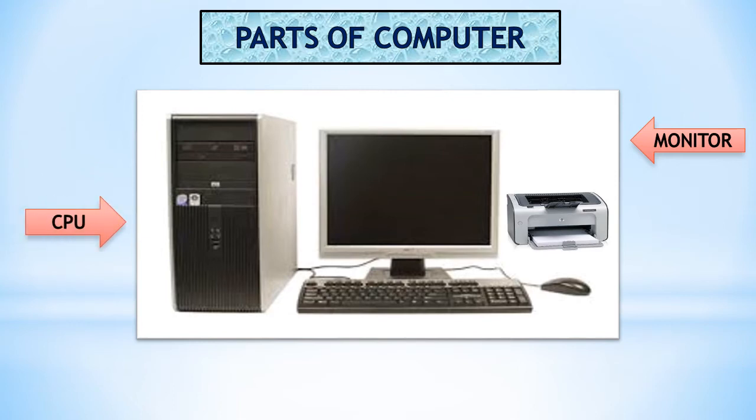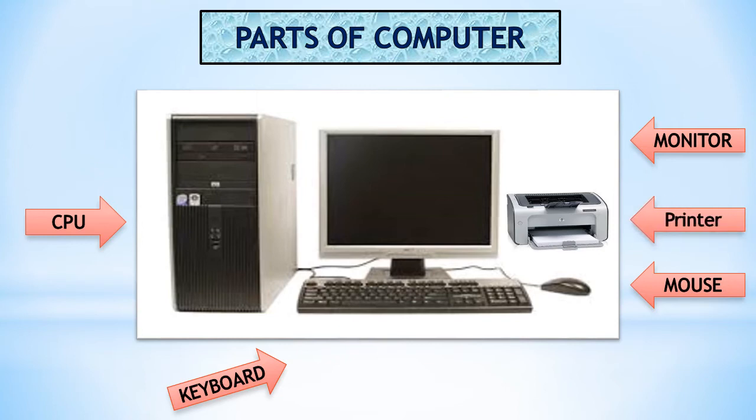This is a CPU. The CPU is shaped like a cuboid. This is a keyboard. It has buttons called keys on the keyboard. This is a mouse. A mouse has 2 buttons and we press or click the buttons to tell the computer to do something. And this is a printer. A printer is used for printing. Very good.